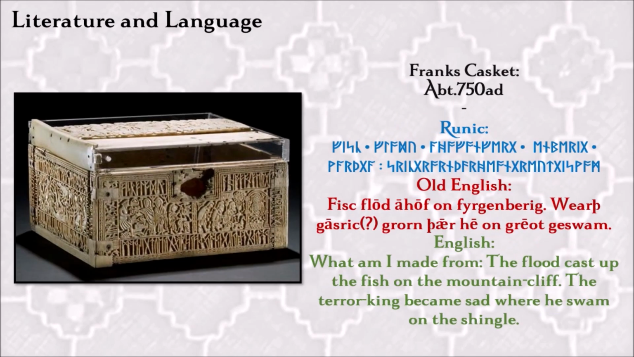The Anglo-Saxons were also fond of riddles. Here's one written in Anglo-Saxon on an artifact known as the Franks Casket. The casket was most likely made in Northumbria for a patron over in France. What am I made from? The flood cast up the fish on the mountain cliff. The terror king became sad where he swam on the shingle. I'll give you a moment. See if you can guess what it is. It's a whale's bone. Did you get it?